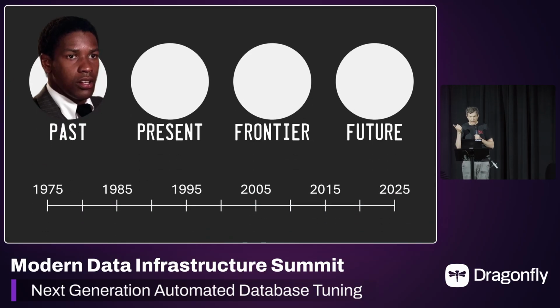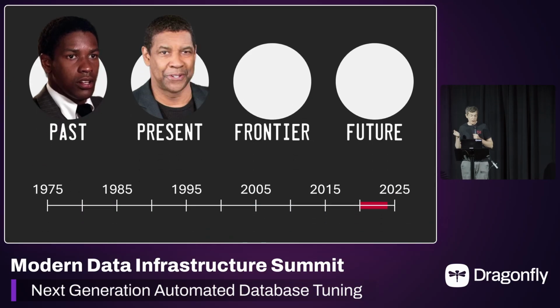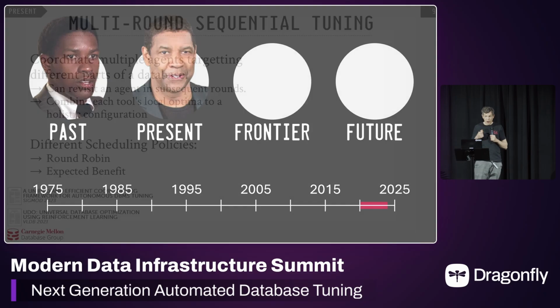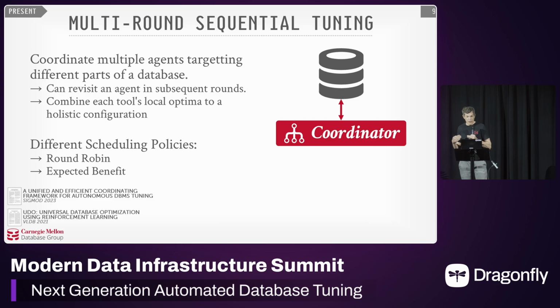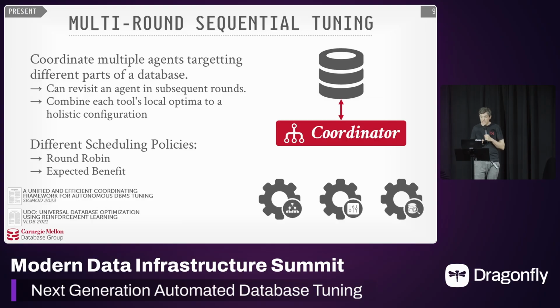All right, so let's now jump to what I call the present. So this is 2020 up to 2024, right? So the last 4 years. And there's a bunch of research, a bunch of work looking into how to solve this sequential tuning problem by allowing multiple rounds. So the idea is that you have some kind of coordination framework that can say, all right, I know I have these different agents that can tune these different parts of my database system. So instead of just me trying one after another, I'm going to have an internal model that can try to figure out which of these tuning tools or tuning agents they should try out at every given step.